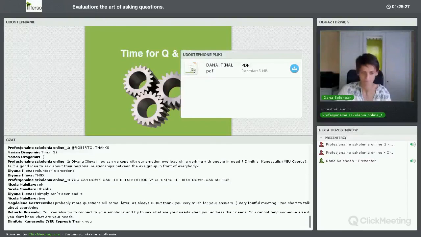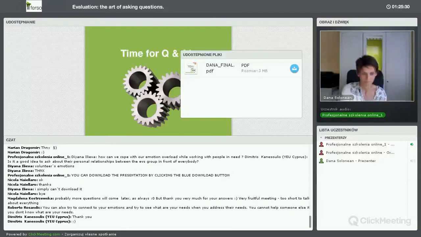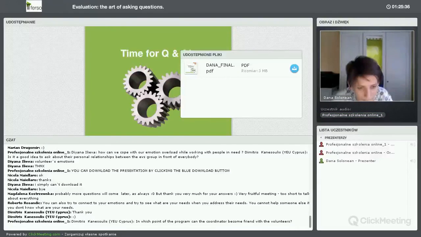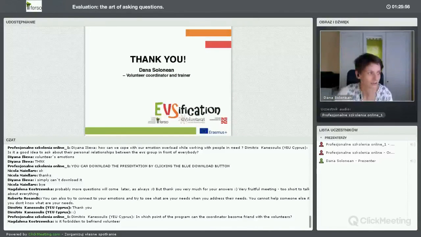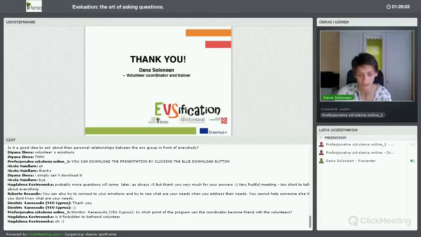Okay, so the last question that I think we can take time to answer is from Dimitris. At which point of the program can the coordinator become a friend with the volunteers? Ooh, this is another tricky one. Well, it depends on what you understand. I think it's very subjective. It depends on the volunteer and on the coordinator. I know that most of the guides that you will probably be reading say that you should make a clear separation between personal life and professional.